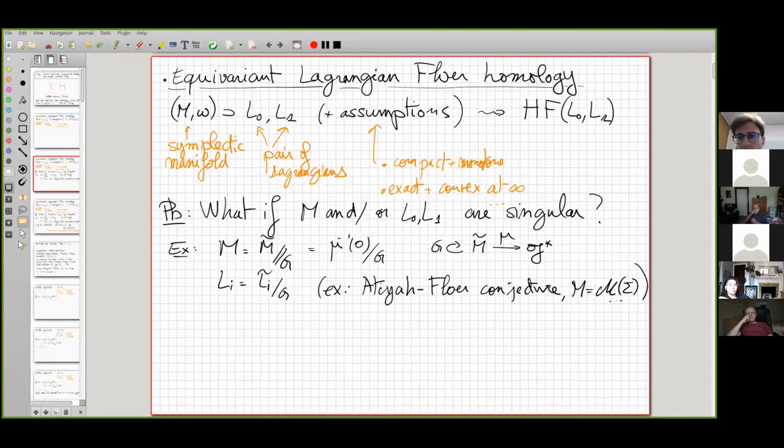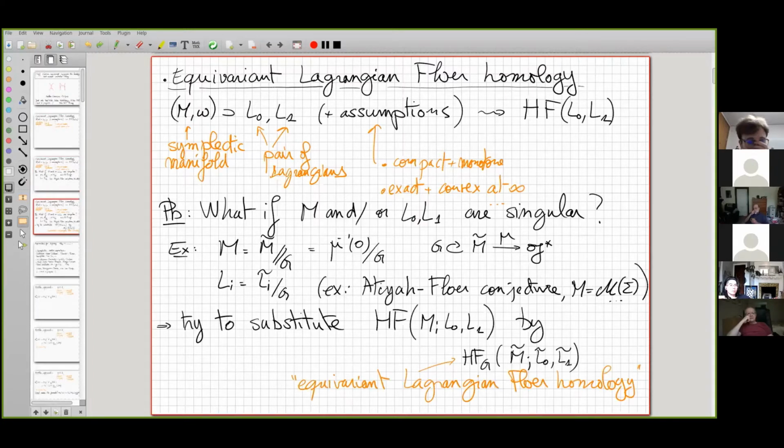Okay, so for example, this happens if you do the Atiyah-Floer conjecture. You have the Atiyah-Bott moduli space of a closed Riemann surface, and it's singular, and that's why this conjecture is difficult. So an idea is that in these circumstances, you don't want to take actual Floer homology of M, but instead you want to replace it by an equivariant construction on M tilde. Okay, that's what you would call equivariant Lagrangian Floer homology.